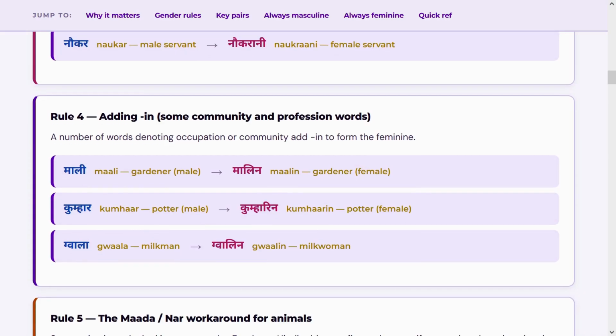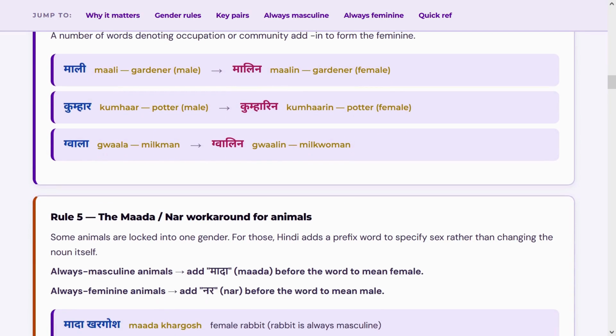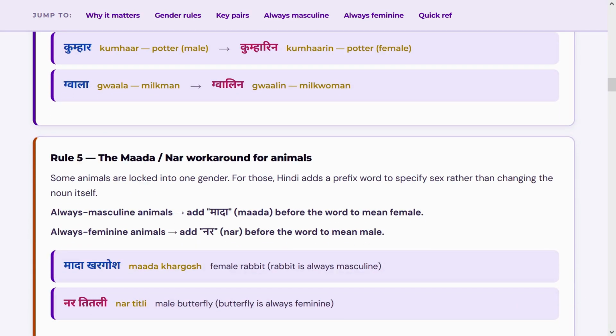Now rule number 4: adding in, for some community and profession words. A number of words denoting occupation and community add in to form the feminine, like mali, male gardener. Malin, female gardener. Kumhar, potter. Kumharin, female potter. Gwala, milkman. Gwalin, milkwoman.